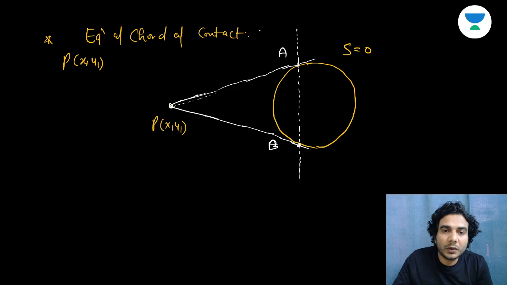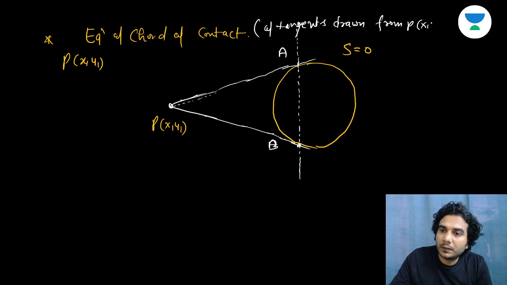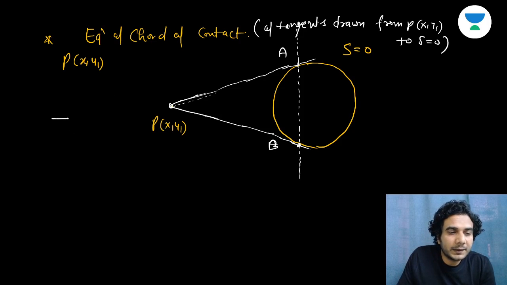Chord of contact of tangents drawn from P to S is equal to 0. All right, yeah, this one. So what is the equation? Equation of chord of contact is T is equal to 0.